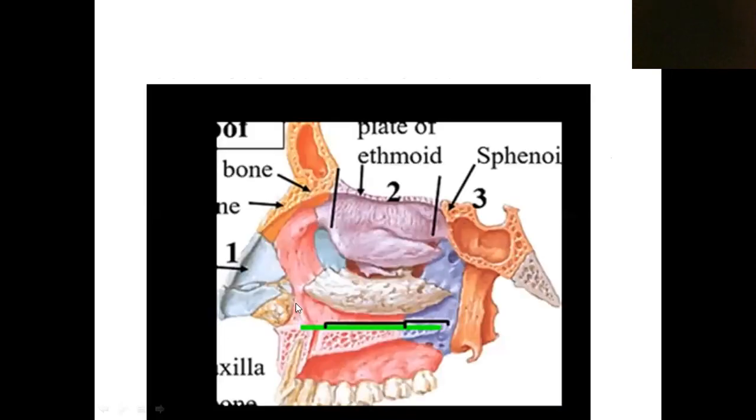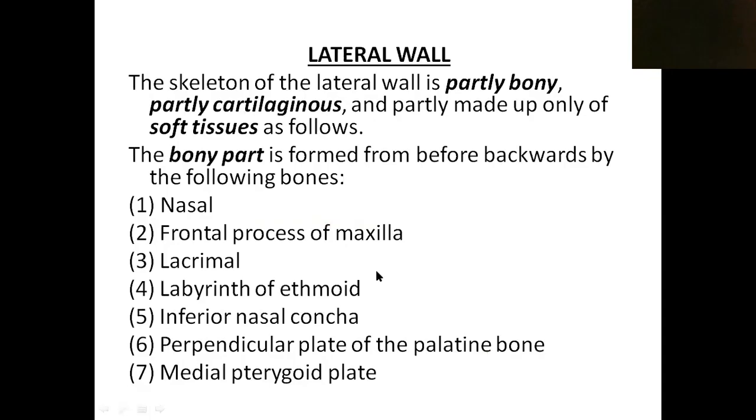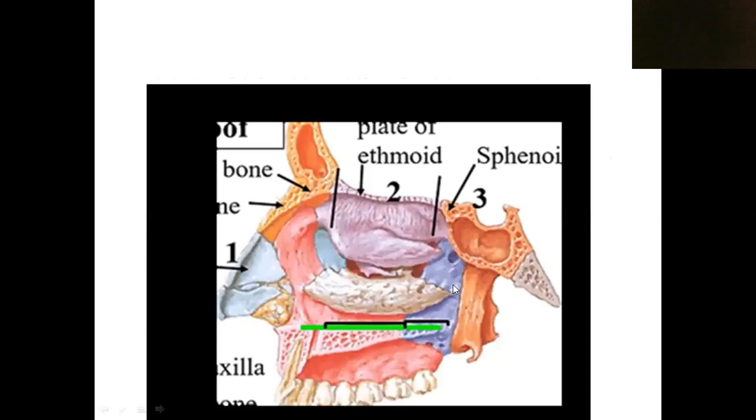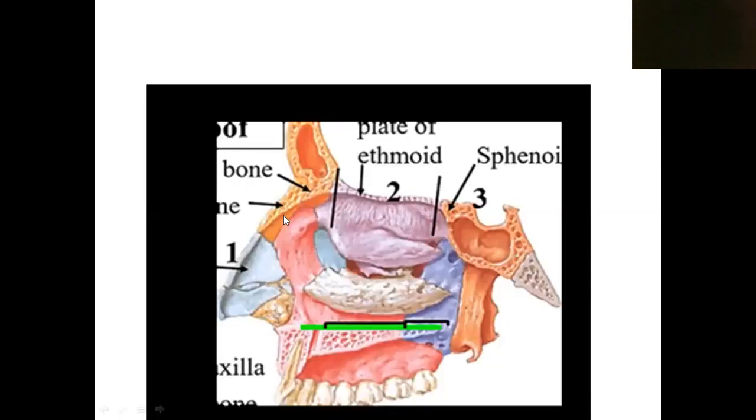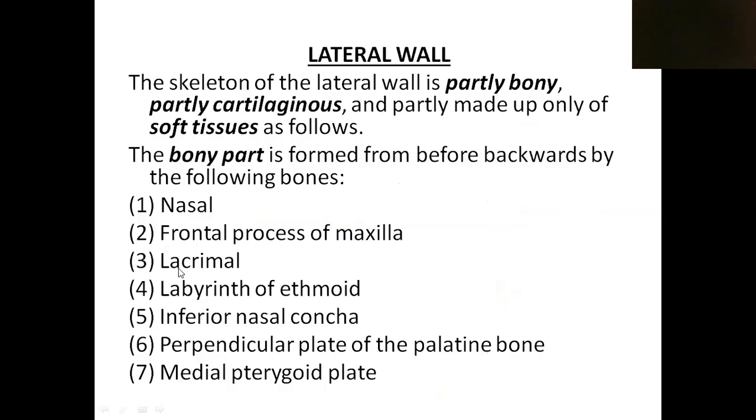Here we can see seven bones. Here we have the nasal bone. Then the frontal process of maxilla, labyrinth of ethmoid, and below that the inferior nasal concha, then the perpendicular plate of palatine bone, then the sphenoid bone. See, this is the nasal bone. Below that, the frontal process of maxilla. Then here comes the lacrimal bone.